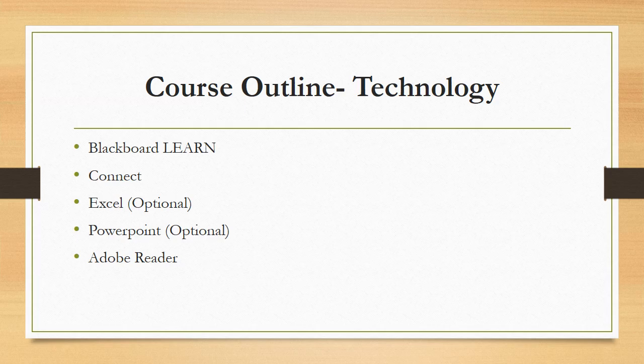Optional software are Excel and PowerPoint. Because I give those types of files within Blackboard, you should probably have access to them, as well as Adobe Reader. Now, Excel and PowerPoint, I know you have to pay for. Adobe Reader is generally free, so that's why I make them optional.